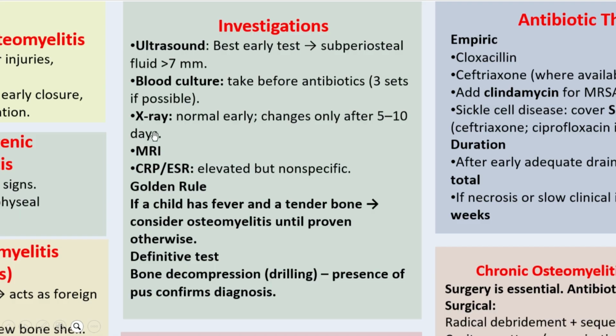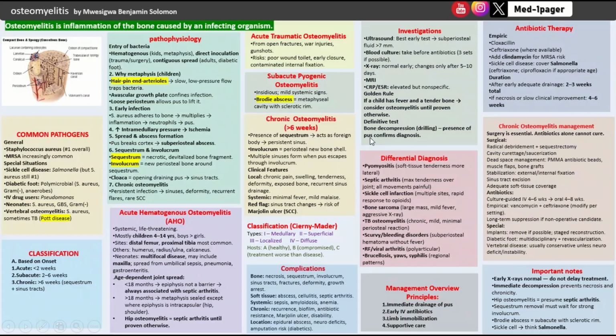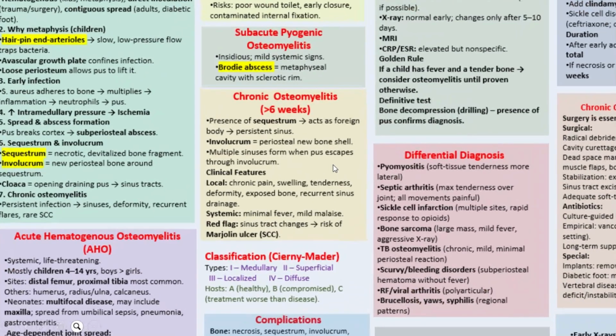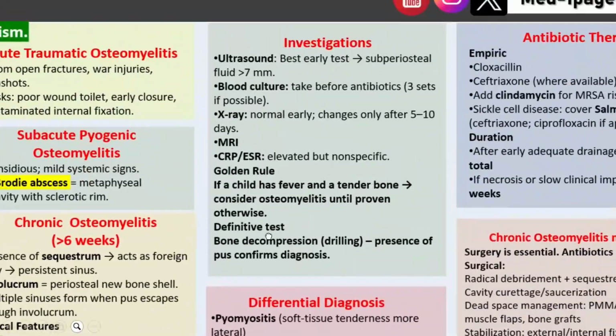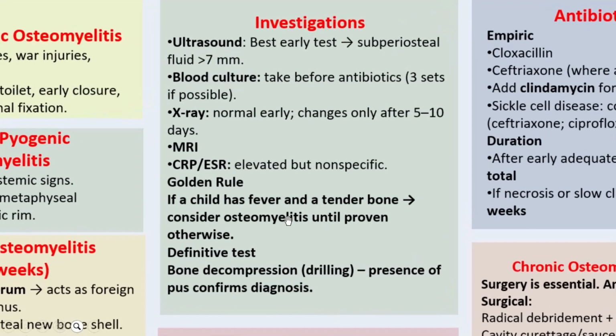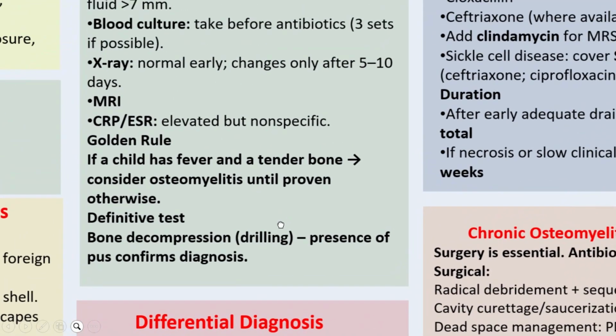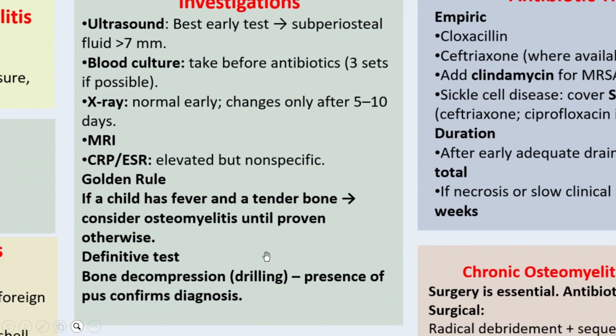Then we can do an MRI, we can do a CRP or ESR. Those can be elevated, but they're non-specific. And then there's a golden rule that if a child has a fever and a tender bone, you want to consider that the child has osteomyelitis until proven otherwise. And mostly the definitive test where we can confirm osteomyelitis is when we do a bone decompression or when we drill into the bone, and the presence of pus is going to confirm the diagnosis.